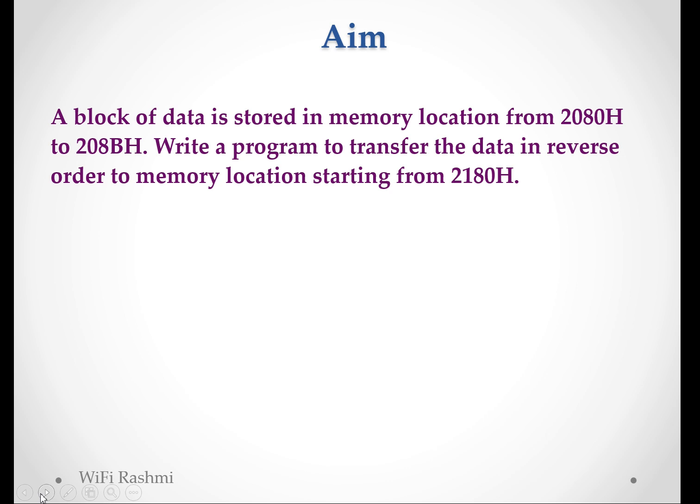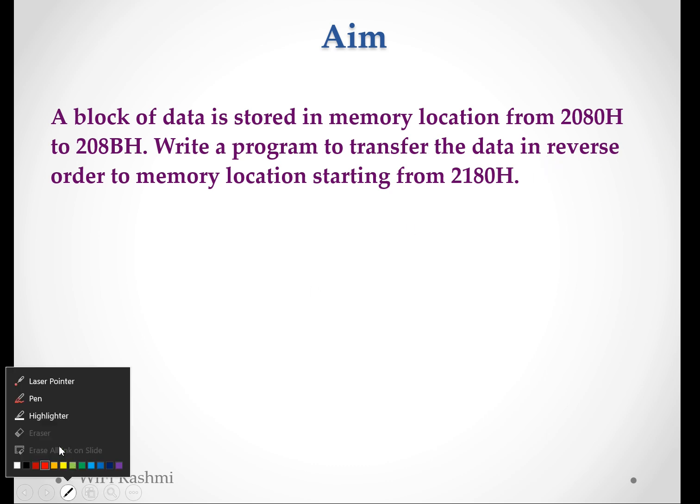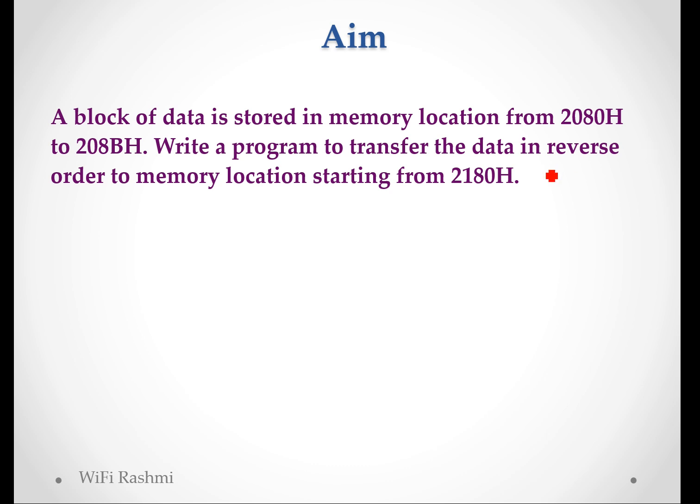Your program aim is to reverse the data or the block whatever will be given to you. You have your block from 2080 to 208B. That means from 0 to B, total 0C values, that is 12 values. So you have to copy this data in reverse order from 2180.